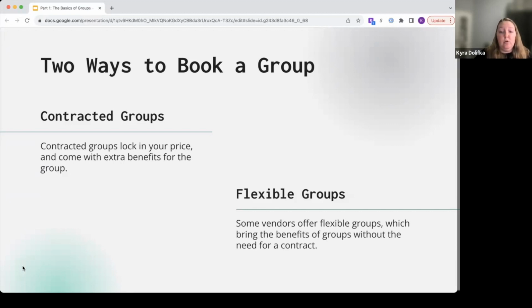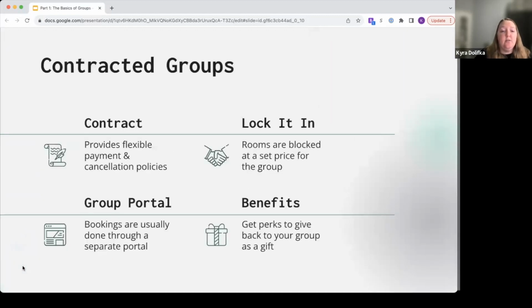Now, flexible groups are offered by some vendors. Not every vendor is going to offer this, but it is there a lot of the times. And it brings the benefits of group travel, but it does not require a contract. So let's start by talking about the contracted groups.